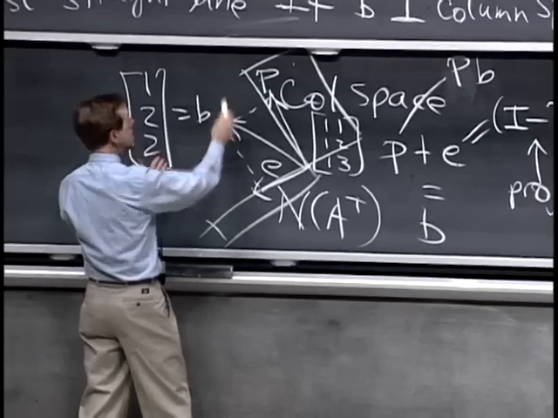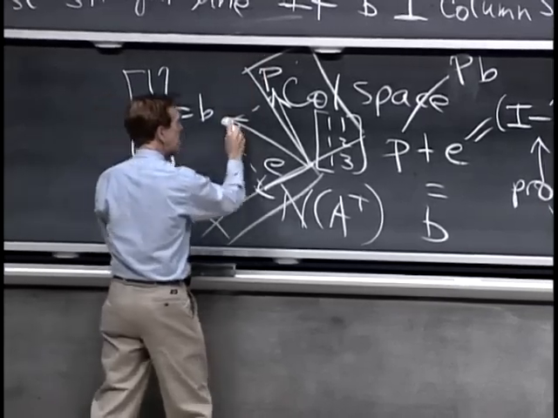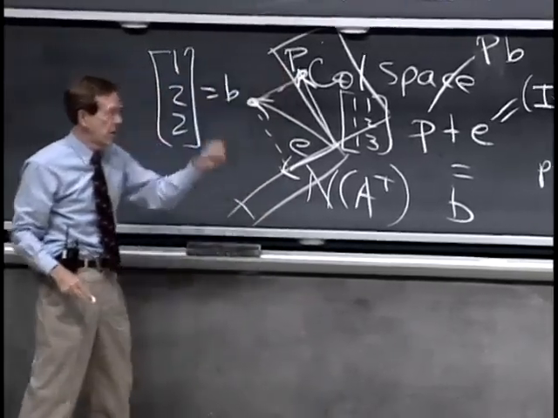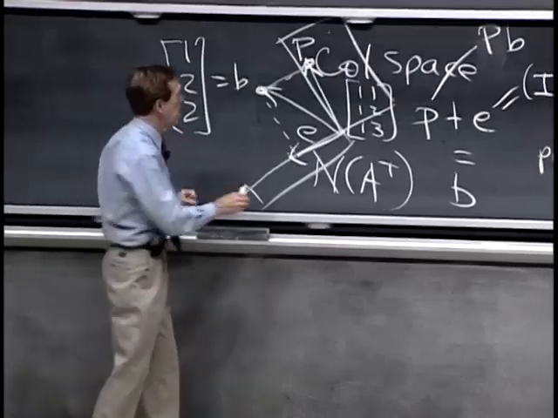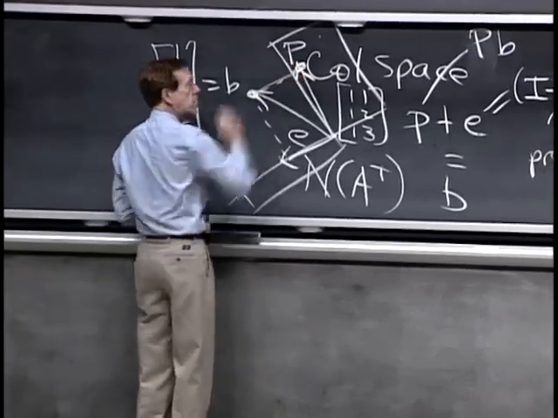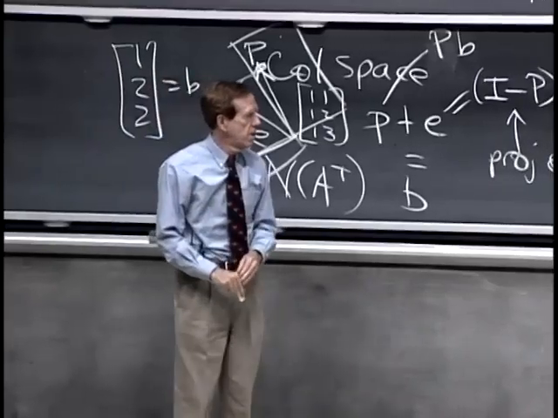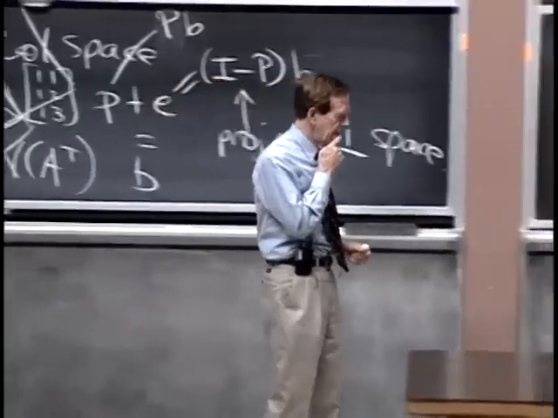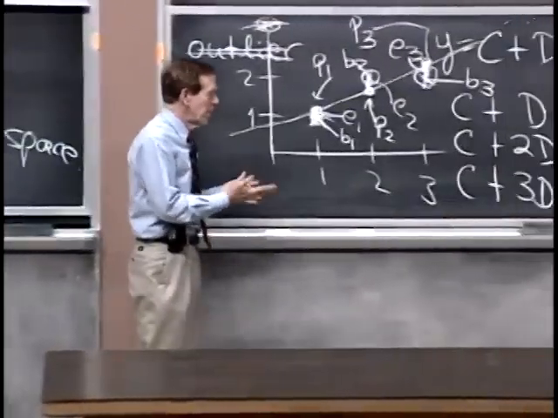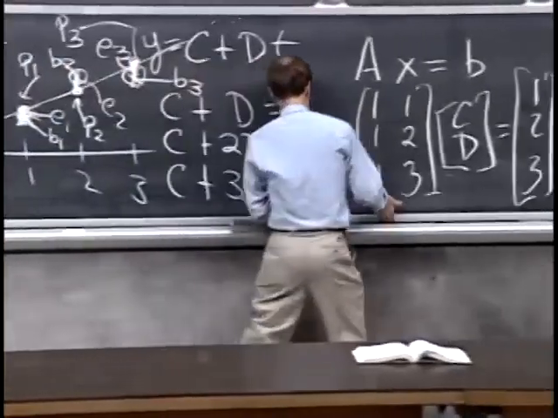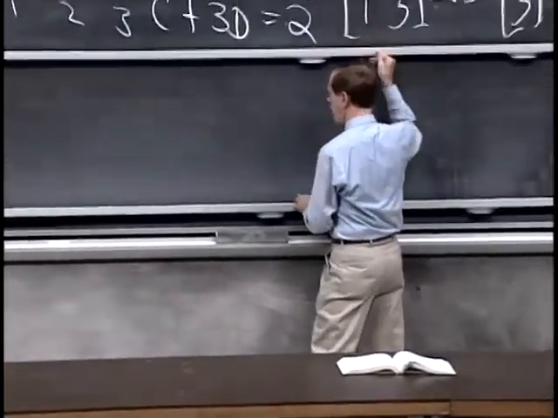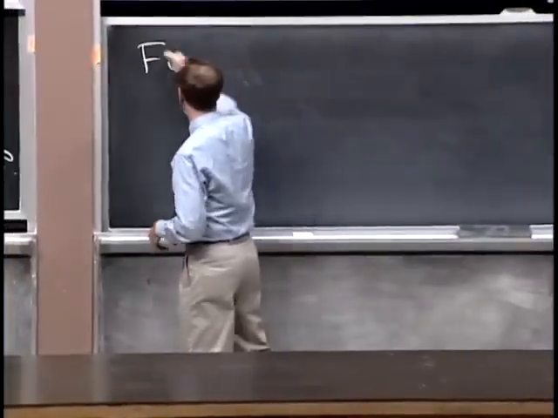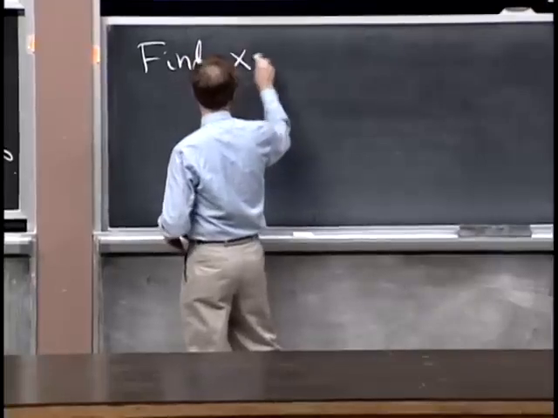And this picture shows the nearest point. There's that point P1, P2, P3, which I'm going to compute before the end of this hour, is the closest point in the column space. Okay. Let me not, I don't dare leave it any longer. Can I just compute it now? So I want to compute, find P. All right, find P. Find X, which is C, D.